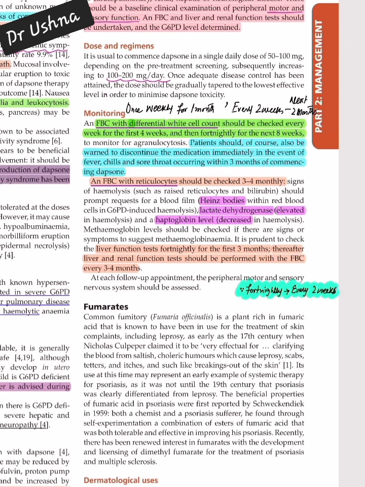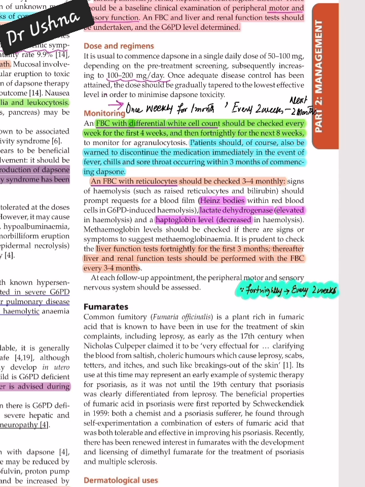What is the monitoring of Dapsone? Just remember this line: in the first month, once weekly; in the next 2 months, every 2 weeks. So this is the focus, that for your FBC with differential WBC for the first 3 months you should be vigilant, because there is an increased risk of agranulocytosis in the first 3 months. So FBC with WBC count: first month once weekly, next 2 months every 2 weeks.